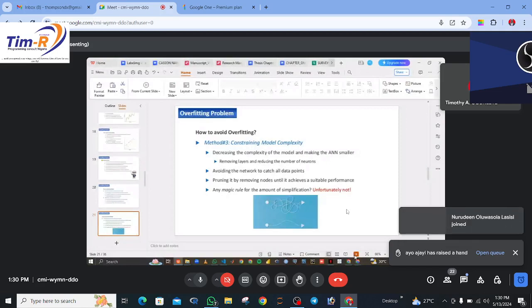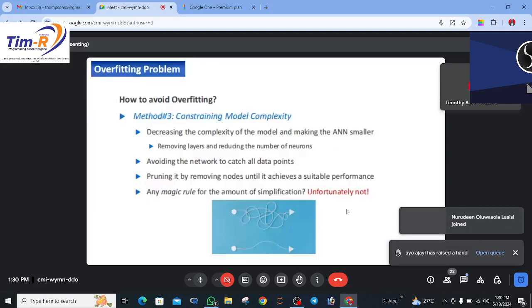So constraining model complexity means decreasing the complexity of the model and making the artificial neural network smaller. That has to do with removing layers, because if there are too many layers, it might cause overfitting. So I can remove the layer or reduce the number of neurons, which avoids the network catching all the data points. We don't need the network to catch all the data points, as it can lead to overfitting. We prune it by removing nodes until it achieves suitable performance.